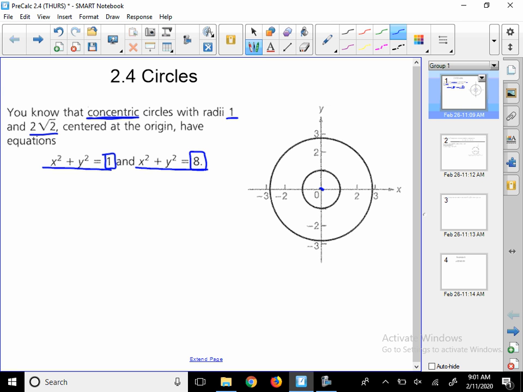The x squared plus y squared tells me that my center is going to be at 0. And these numbers control your radius. If you take the square root of 1, you're going to get 1, so that's going to have a radius of 1. If you take the square root of 8, that breaks down into 2 square root of 2. Therefore, the 2 square root of 2 radius belongs to the equation that has an 8 there.